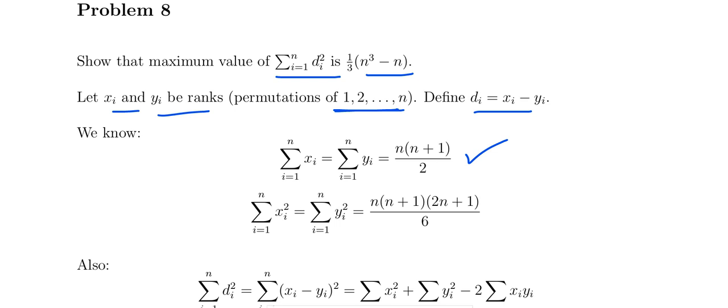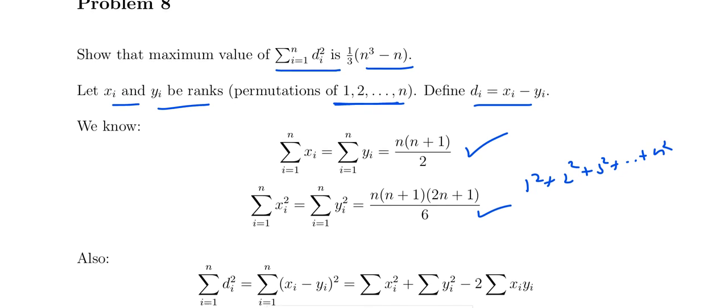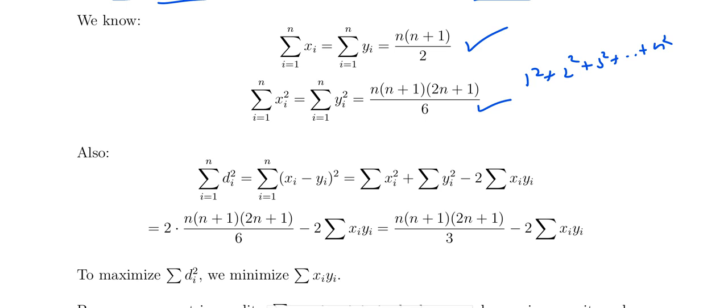Summation xi square and summation yi square: 1 square plus 2 square plus 3 square and so on plus n square. So that is n into n plus 1 into 2n plus 1 by 6. Okay. So summation d square is xi minus yi whole square, since d is xi minus yi. So summation d square is this whole square. By the a minus b whole square formula, a square plus b square minus 2ab.